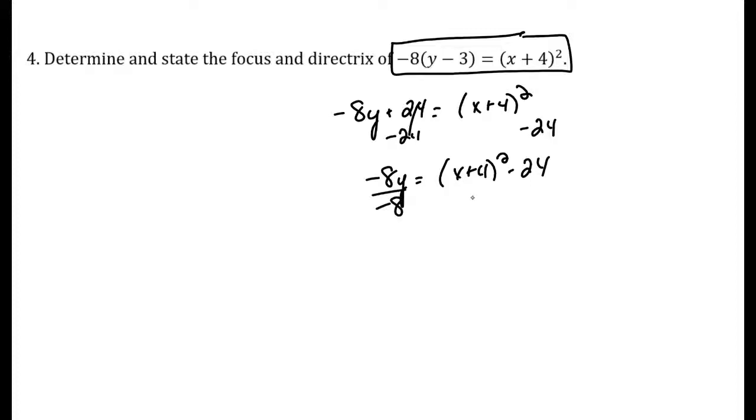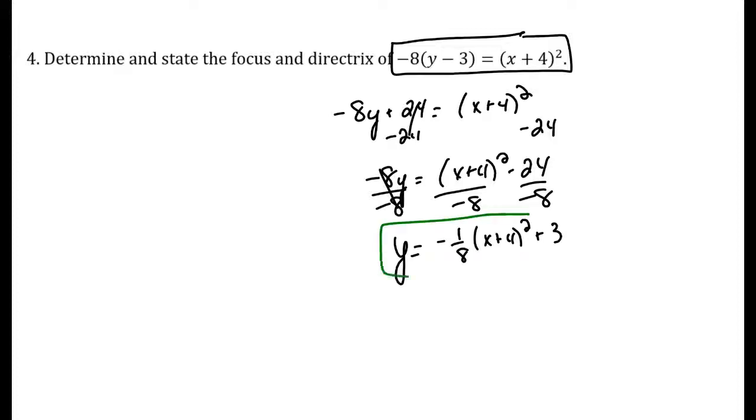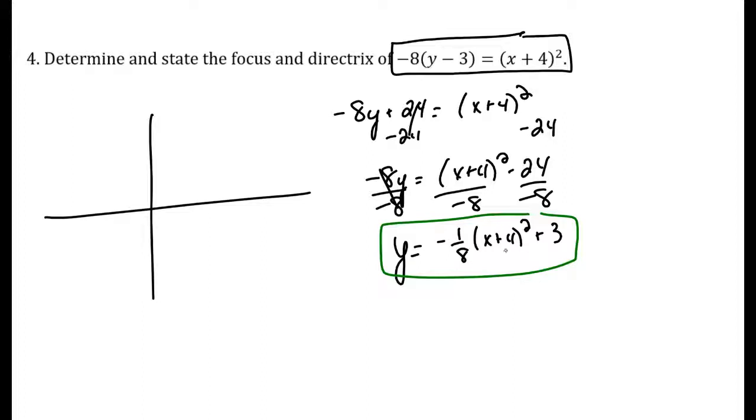And then I'll divide everyone by -8, which leaves me with y equals -1/8, because that's what dividing by -8 is, (x plus 4) squared plus 3. Now that I'm in vertex form, I can think about the transformations I did to get this vertex. I went left 4 and up 3. So there's my vertex, and this parabola is concave down because the leading coefficient is negative.